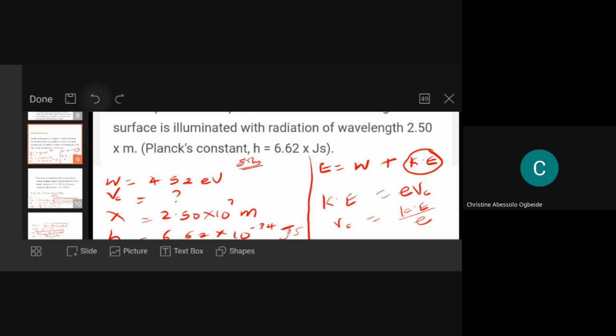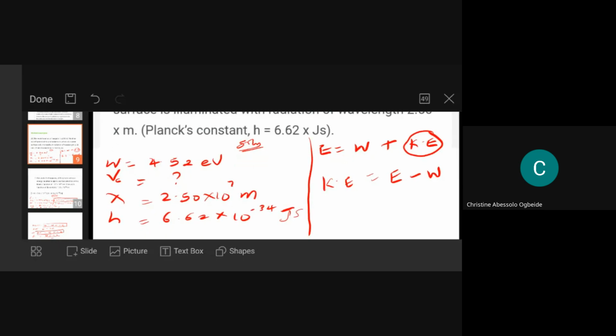Okay. So let's find the kinetic energy first. How do we find the kinetic energy? If you make the kinetic energy the subject of this equation, we have that the kinetic energy is simply given by the energy of the photon minus the work function. That gives us the kinetic energy of that very electron, which is the energy with which the electron is being emitted or ejected. But I was given the work function, I wasn't given the energy of the photon. So how do I find the energy of the photon?